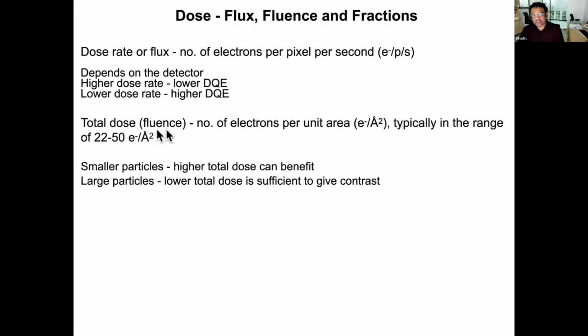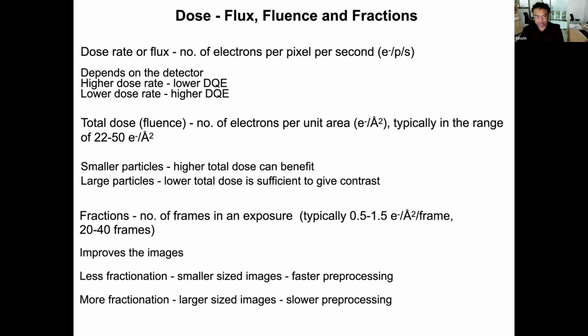And the total dose is called fluence, which is the number of electrons per unit area. So this is the total dose that is deposited on the sample. We typically use between 22 to 50. This can go plus or minus 10. I don't think it will go minus 10, but actually people have collected even more, 60 or 80 also. So for smaller particles, a higher dose will benefit because you get more contrast. For larger particles, even a lower dose is sufficient to give contrast. Larger particles are viruses, ribosomes.